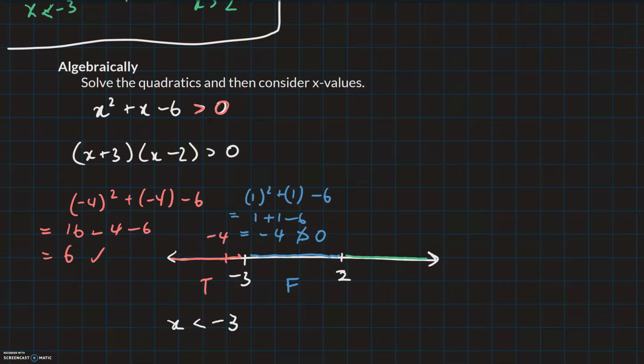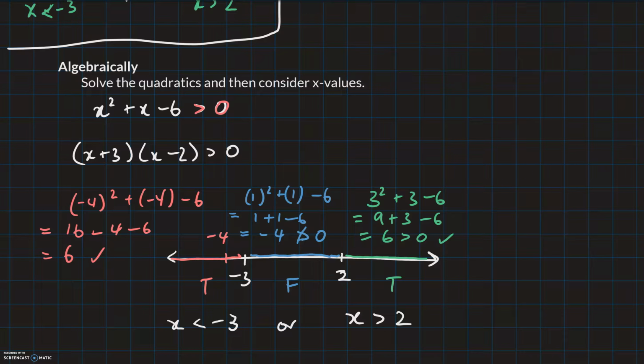The final bit is I check the final area, so I'm checking the region to the right of my second critical point. So here I've got 2, let me pick a number that's greater than 2, let me pick 3. So I'm going 3 squared plus 3 minus 6, which is 9 plus 3 minus 6, which happens to be 6. That is greater than 0, that's a tick, and so this area is true, so my other region for my inequality here is x is greater than 2. So that's my final answer here.